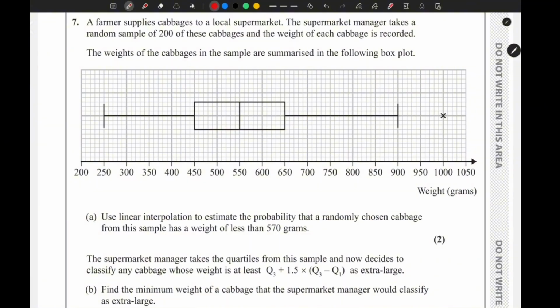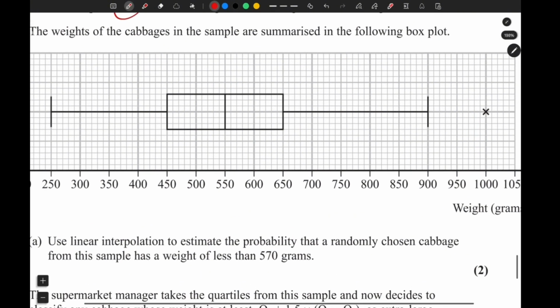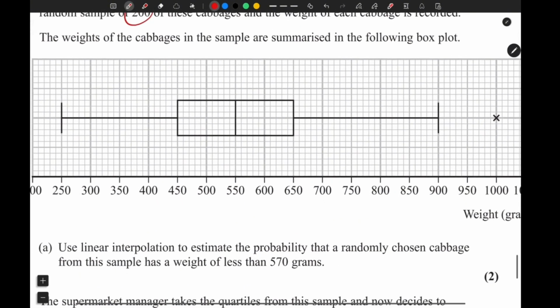Now moving on to the last question, we have a box plot and a random sample of 200 cabbages, and the weight of each cabbage is recorded. First of all, we need to use linear interpolation to estimate the probability that a randomly chosen cabbage from this sample has a weight of less than 570 grams. So 570 grams lies somewhere around this part.